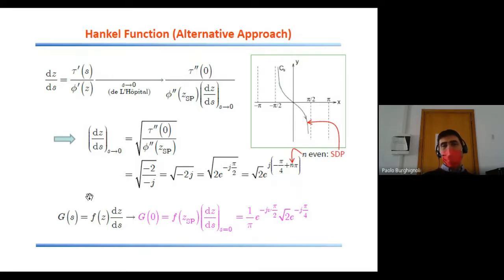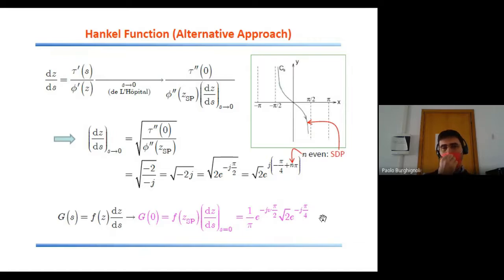Well, because the function g contains the mapping derivative by definition. So if you wish to evaluate that function at the origin, you need to know the value of the mapping derivative at the origin, and now we know it. We are able to perform this calculation, and we discovered that we have this nice purple constant here, 1 over pi, times the exponential e to minus j pi over 2 times the square root of 2, the exponential of minus j pi over 4.